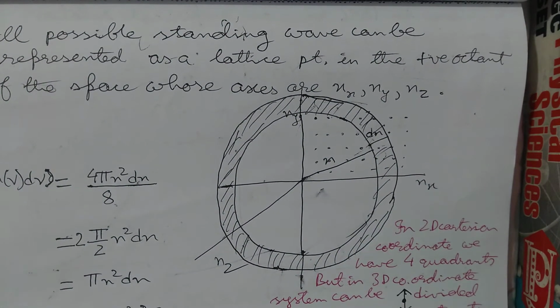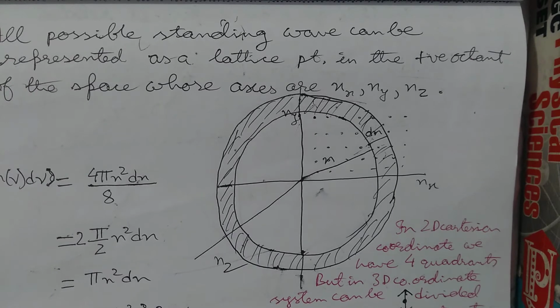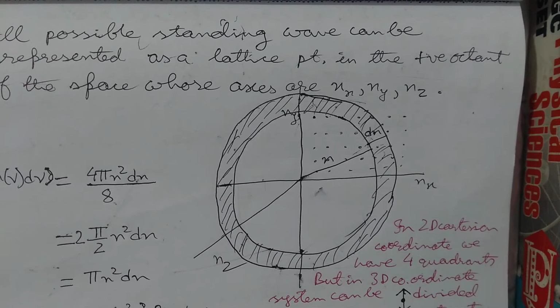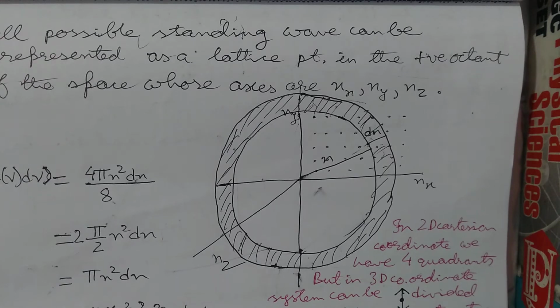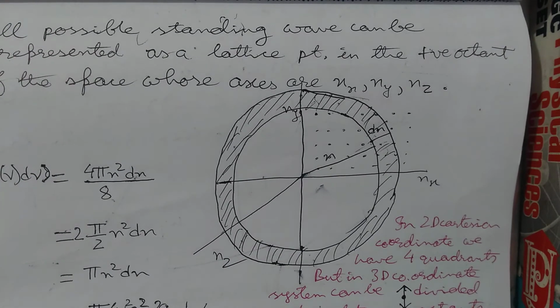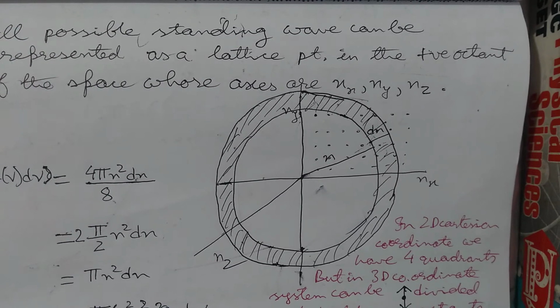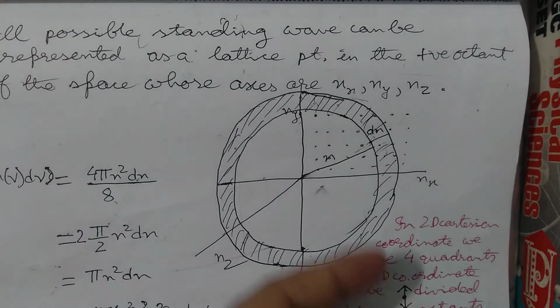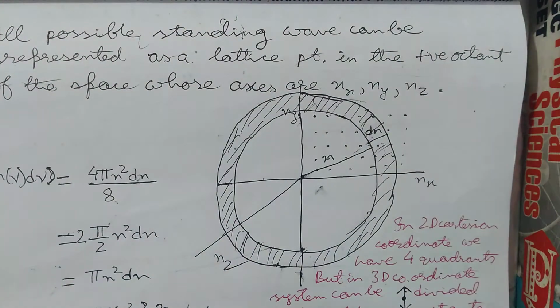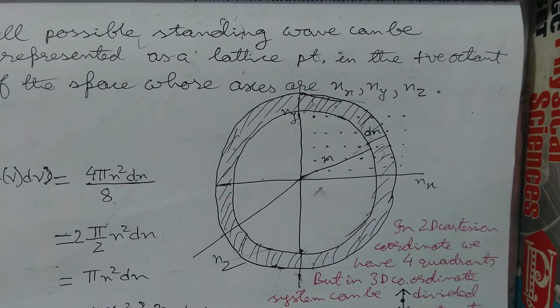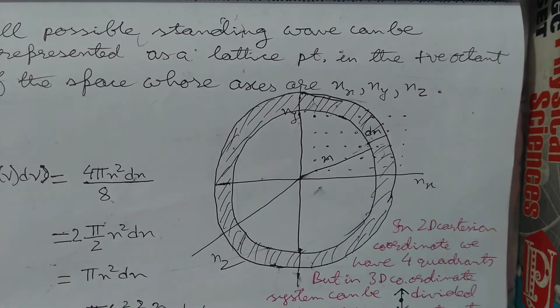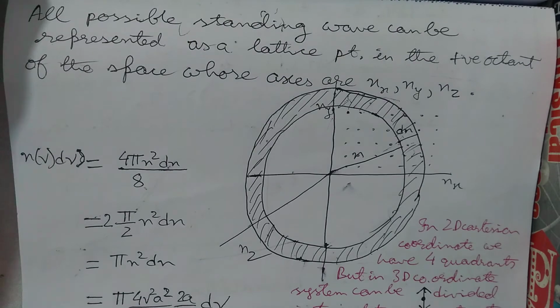Another thing is that the number of modes can only take positive values, that is, the magnitude. It can never be negative. So you have to take only the positive values. First of all, what will be the volume of this space?